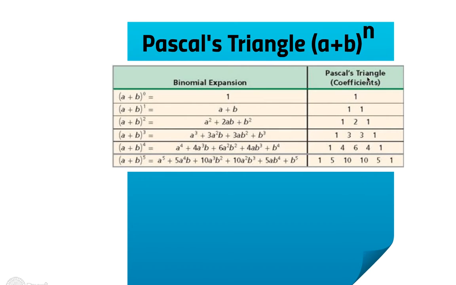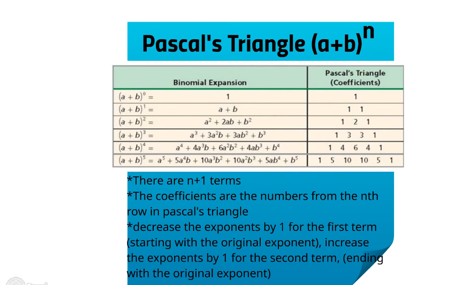Okay, so that's where Pascal's triangle comes from. Now, the reason why Pascal's triangle is important is it gives us the coefficients of all the terms in our final answer. Okay, so that is why it is helpful. Now let's talk about some things about Pascal's triangle. So when you get done, your answer will have one more term than your exponent. So your exponent's n, so it will have n plus 1 terms.